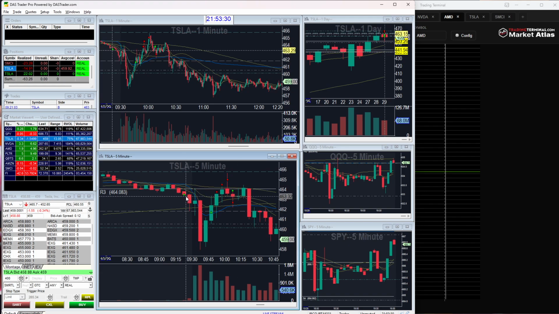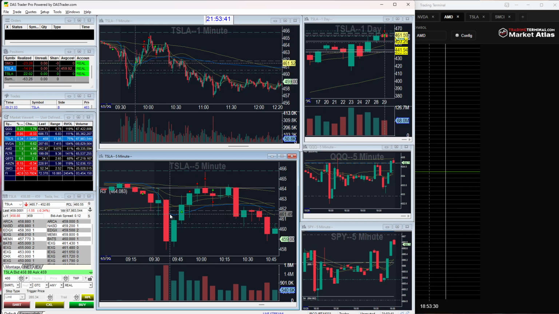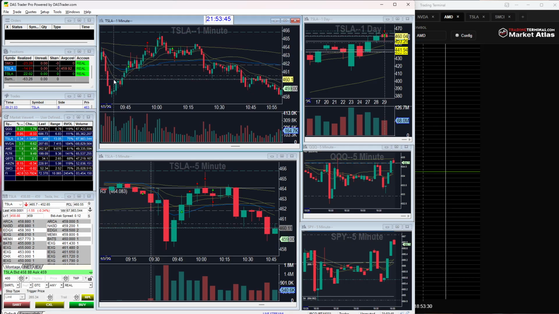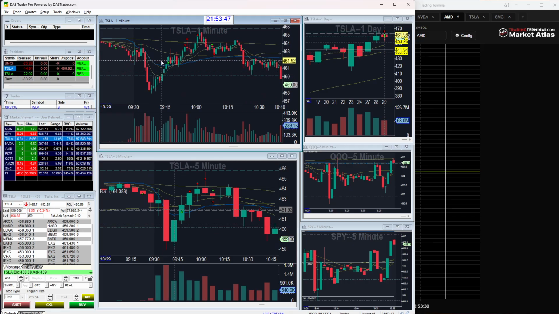I could have waited for it to go back to 458, but I was like, nah, I just don't want to take a chance. So I just sold off with a loss of 14 bucks. But then again, I took this trade for an ORB, I believe, or a breakout. Yeah, so I took it as an ORB.